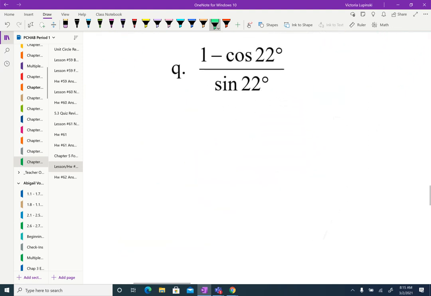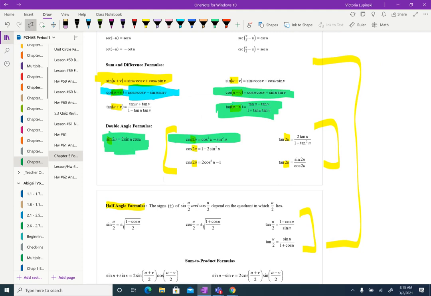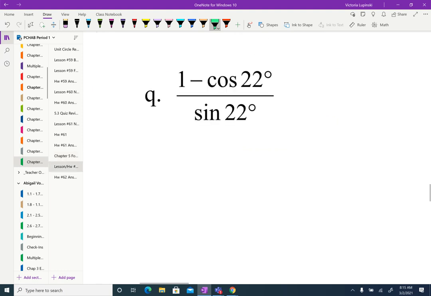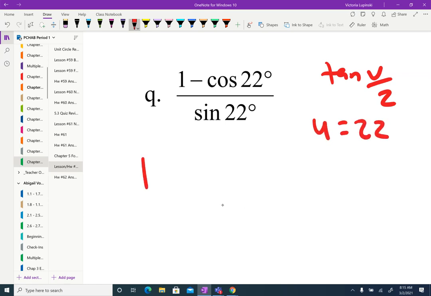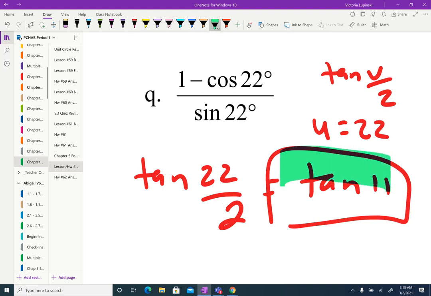Okay, how about Q? 1 minus the cosine of something over the sine of something. So if you look at your formula sheet, you're looking for 1 minus the cosine of something over the sine of something, and that's this formula right here. So that's the tangent of u over 2, and u is 22. So this is the tangent of 22 over 2, which becomes the tangent of 11. And 11 is not something on my unit circle, so I'm going to leave it like that.